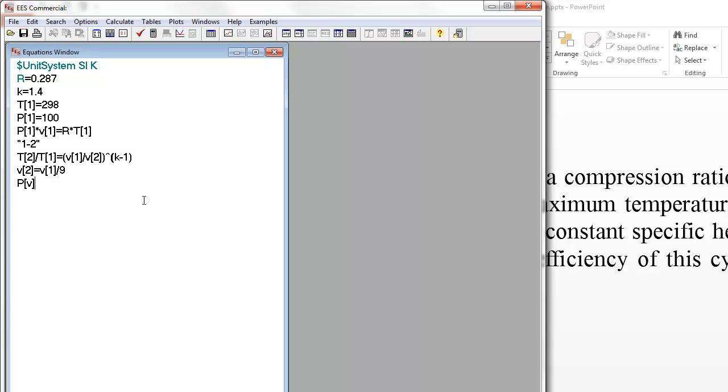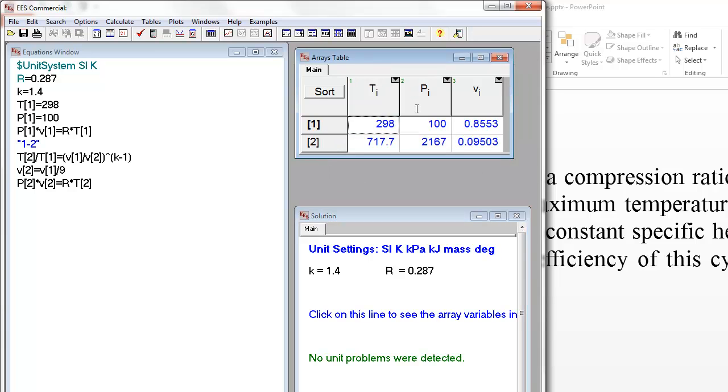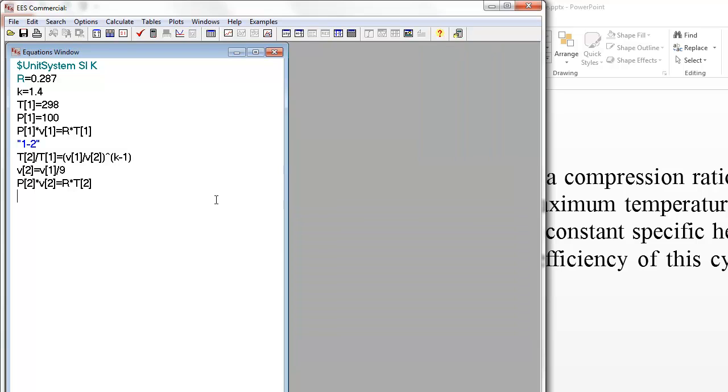Now I can type in my ideal gas equation, PV equals RT, and solve it. Let's expand this array table, and now I see all my conditions at point 2. There are my temperatures and my pressures. I'll keep moving through the cycle now.